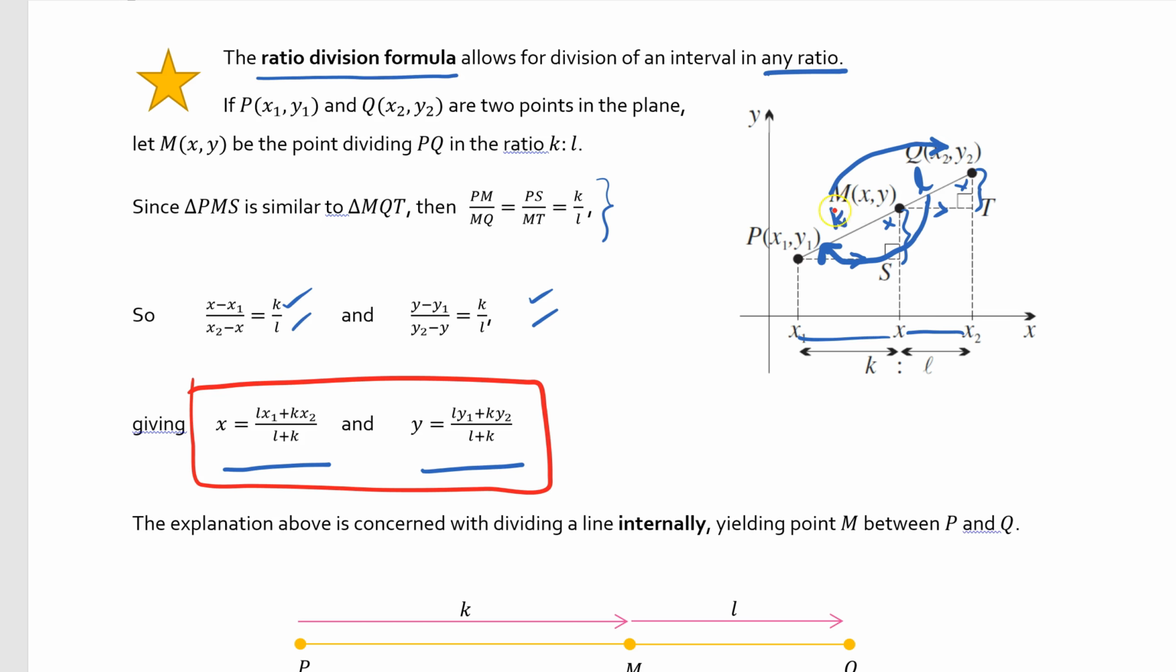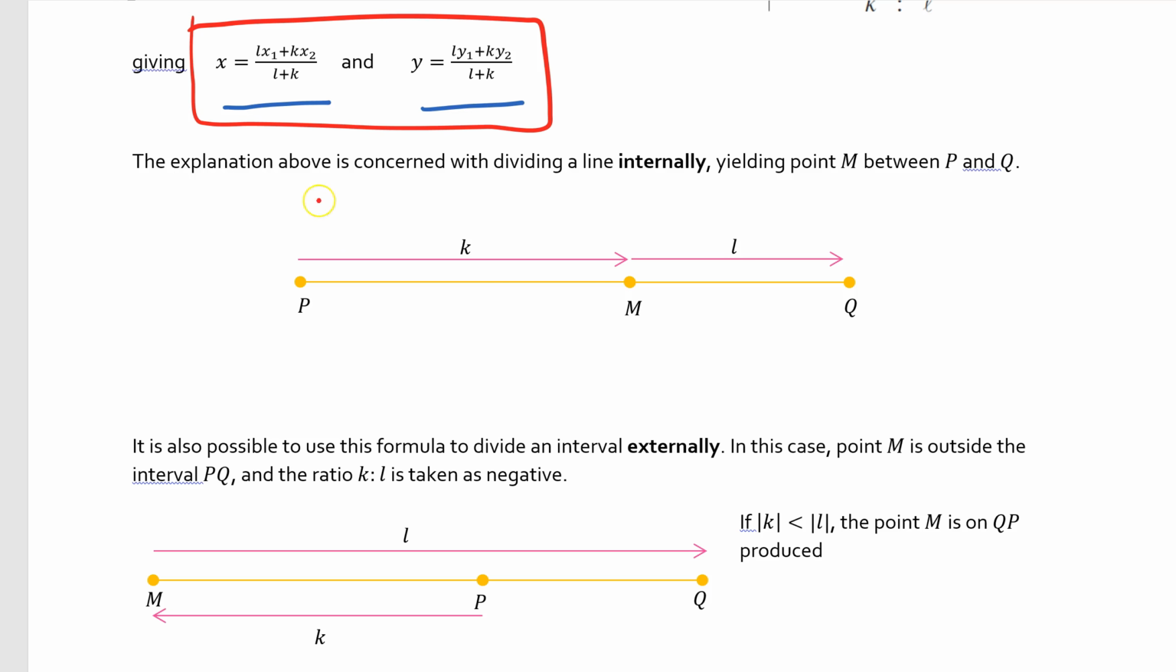You can see that if this was a 1-to-1 ratio, and we were talking about the midpoint, it would just be x1 plus x2 divided by 2, y1 plus y2 divided by 2. So the midpoint formula is contained in this, but this is more general. So this formula that we've just looked at is concerned with dividing a line internally and giving us a point M between P and Q. So again, the K gets multiplied by the coordinates of Q, the L gets multiplied by the coordinates of P, divided by L plus K, and we get a point which is in between. So that's internal division in a ratio.